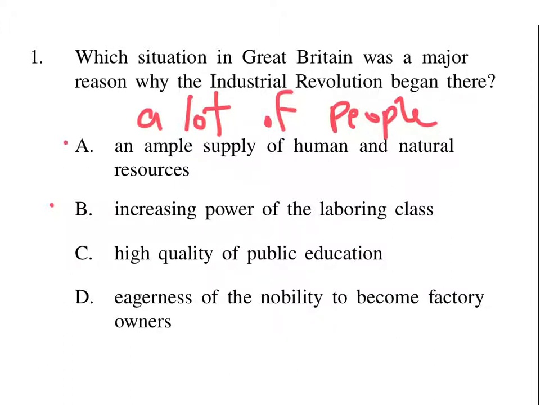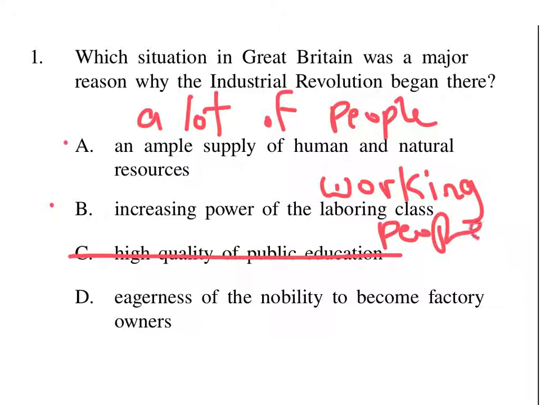Well, we can eliminate C right off the bat because that doesn't relate to why the Industrial Revolution started there. Increasing power of the laboring class. What's laboring class? This is like working people. By class, they don't mean like a class in school. They mean a group of individuals in an economic system. And so what we can do is we can eliminate B, eagerness of the nobility to become factory owners. Another word for nobility is the rich or affluent people. And nope, that's not why it happened.